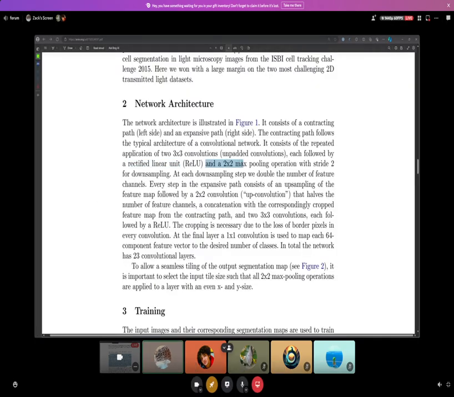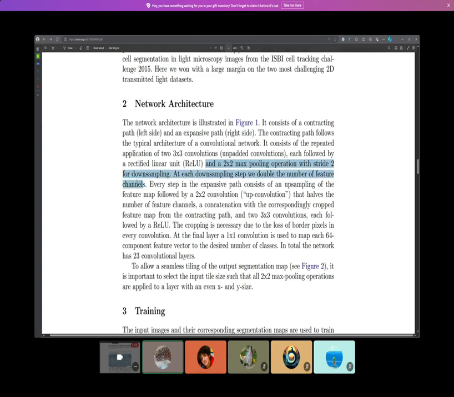And the 2x2 max pooling operation with a stride of 2 for downsampling. At each downsampling step, double the number of feature channels. Every step in the expansive path consists of upsampling of the feature map, followed by a 2x2 convolution that halves the number of feature channels, and concatenation with the corresponding cropped feature map from the contracting path, and two 3x3 convolutions, each followed by ReLU.